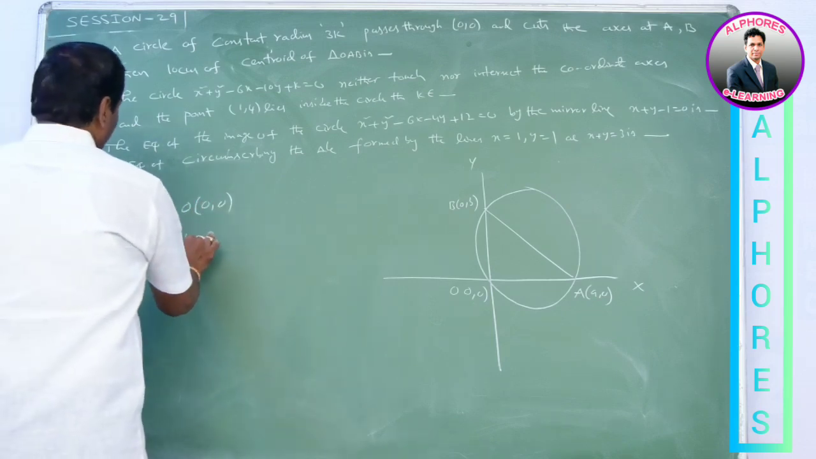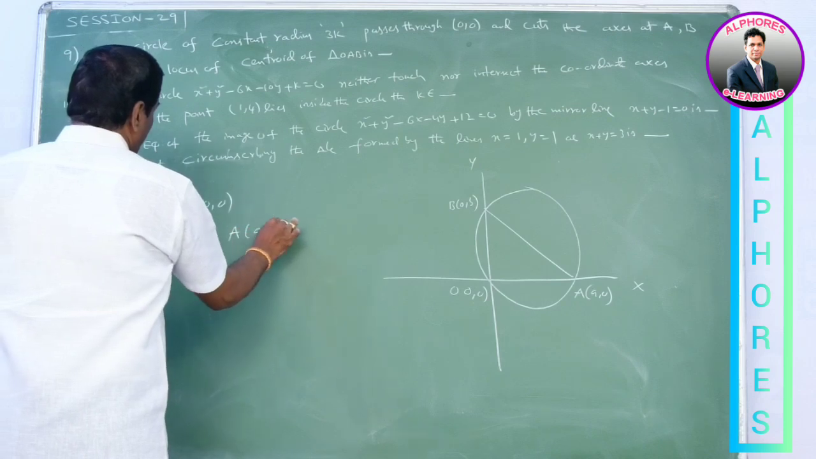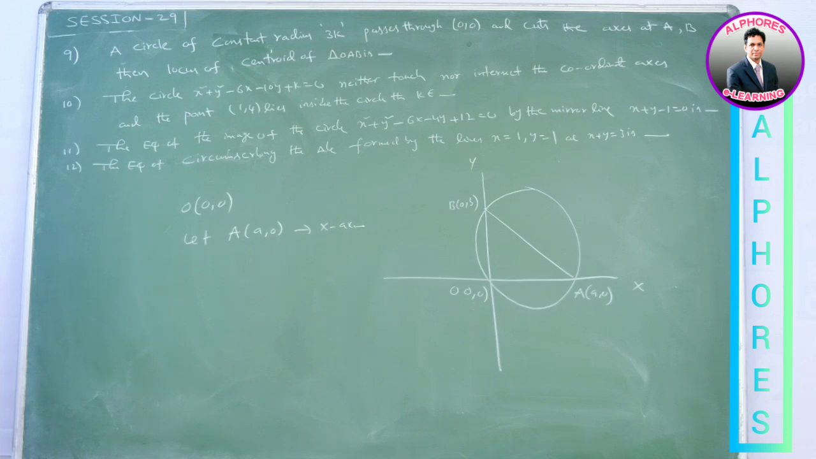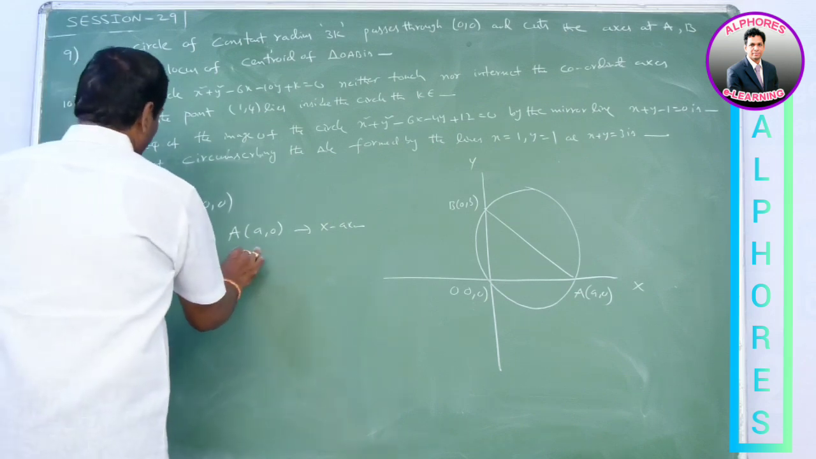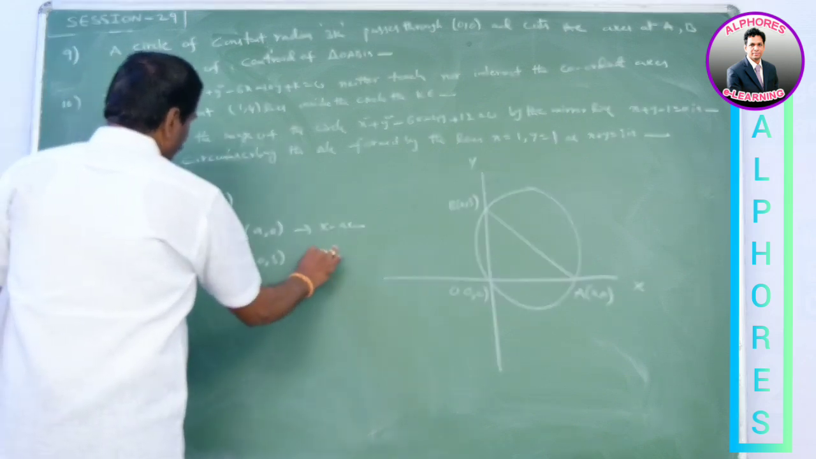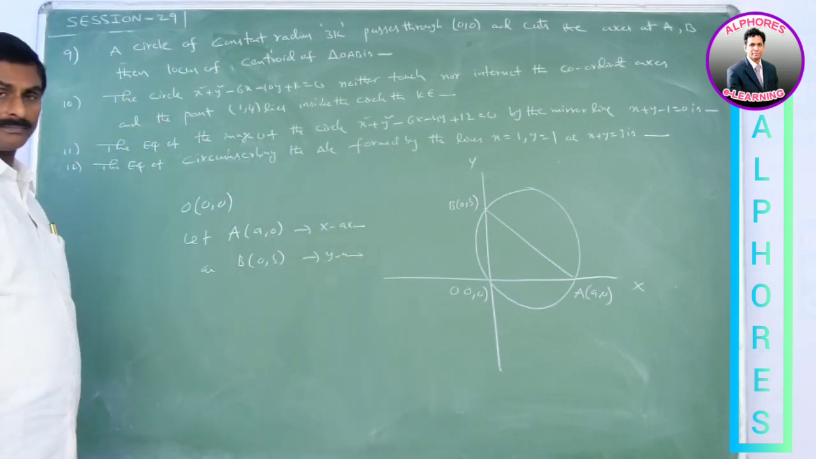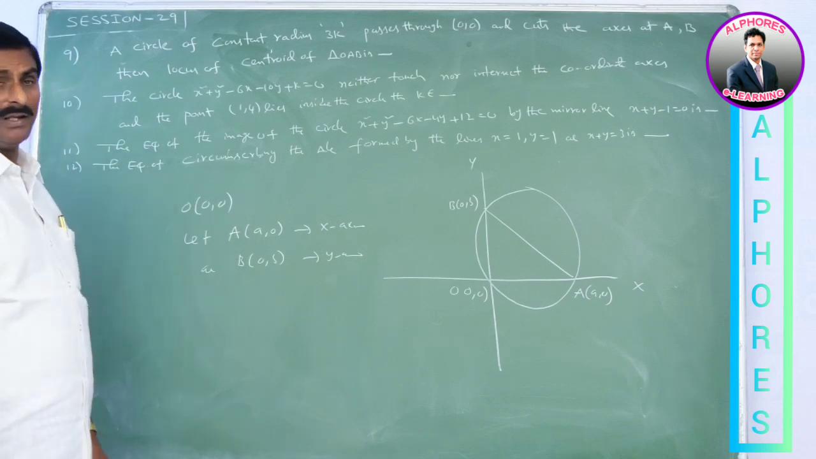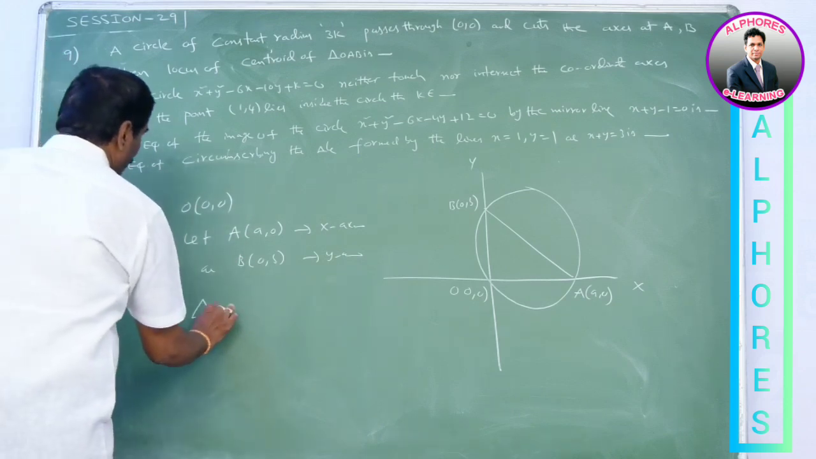Let the circle cut the x-axis at A(a, 0) and the y-axis at B(0, b). Now we find the locus of the centroid of triangle OAB. What is the centroid of triangle OAB?